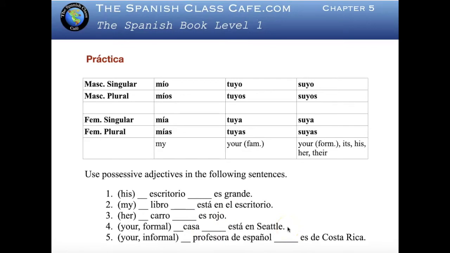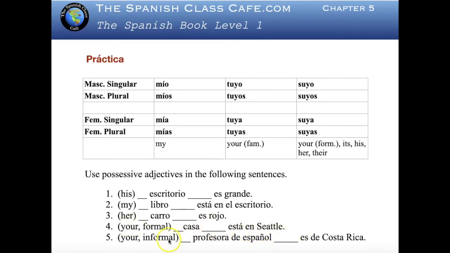Number 4, your house is in Seattle. Okay, your house, formal. You will be right here. Then it will be la casa suya está en Seattle. Suya, because la casa is feminine singular, you have to use the definite article in the front. La casa suya está en Seattle.